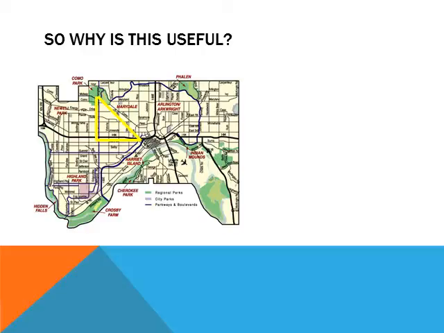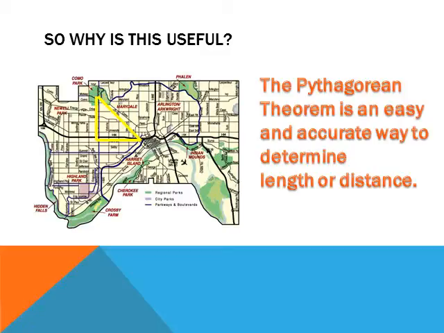All right, we've discussed three different ways to represent the Pythagorean theorem. So why is the Pythagorean theorem useful? Well, the Pythagorean theorem is an easy way to determine length or distance. Any job where precise lines need to be drawn or measured use the principles of the Pythagorean theorem. Some examples are farmers, construction managers, and map makers. Can you think of other jobs that might use the principles of the Pythagorean theorem?